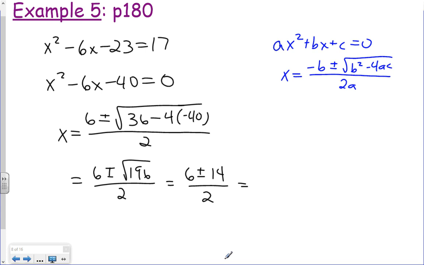So let's add the numerator together first. I guess you get 6 plus 14 is 20. Divided by 2, that's 10, is one solution. And then do 6 minus 14, that's a negative 8. Divided by 2, that's a negative 4. That's the exact same solution that we just came up with on the previous slide there, just using a different technique, factoring versus the quadratic formula.